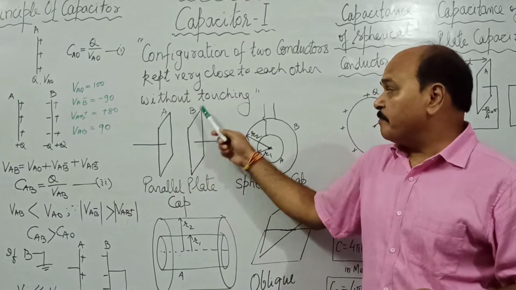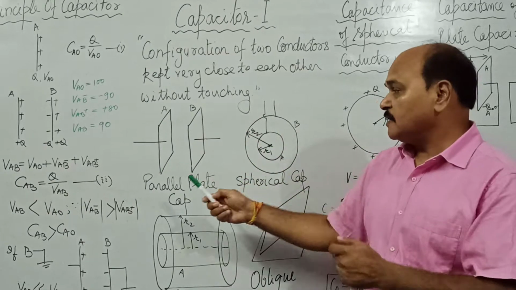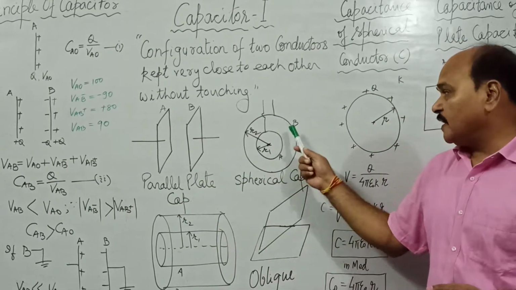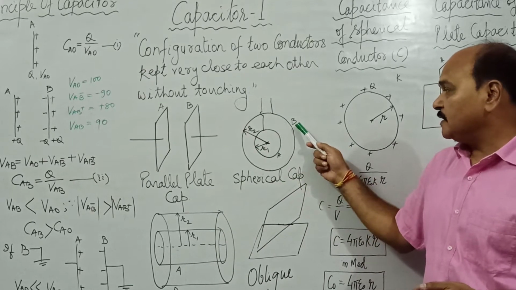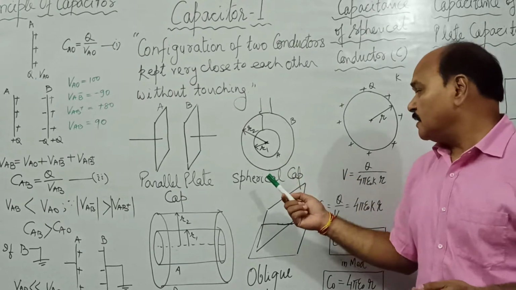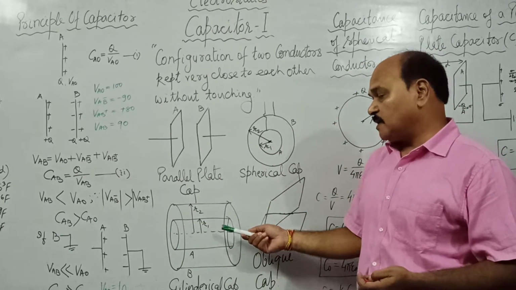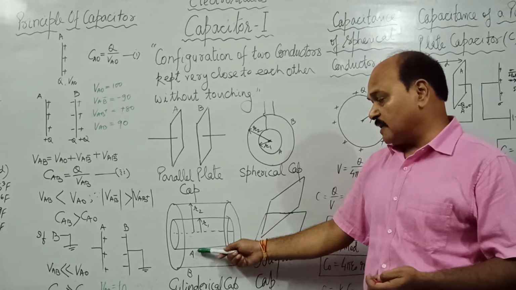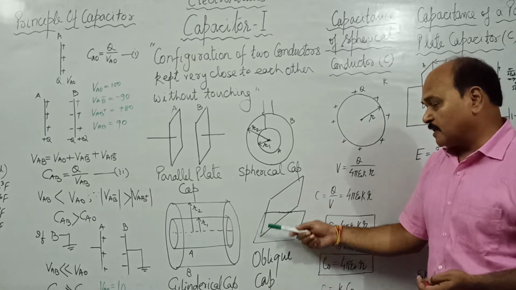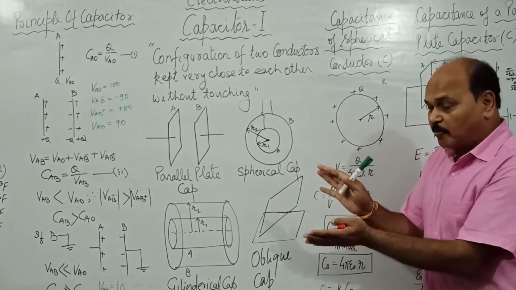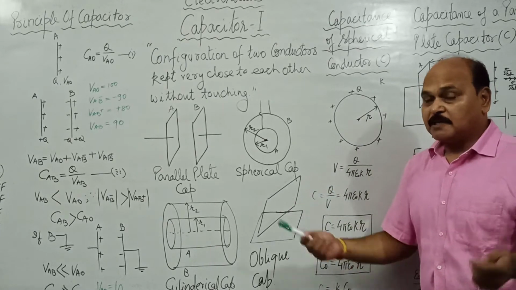If there are two conducting plates parallel to each other, we call it a parallel plate capacitor. If there are two concentric spherical conductors, this is conductor A, conductor B, we call it a spherical capacitor. If there are two coaxial cylindrical conductors kept very close to each other, as shown here, this is A, this is B, we call it a cylindrical capacitor. And if the two conducting plates are not parallel, but obliquely placed without touching each other, we call it an oblique capacitor.